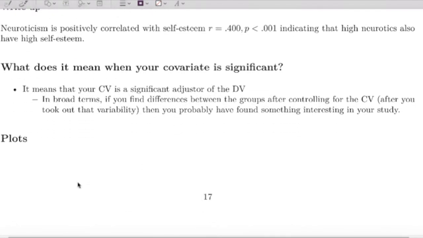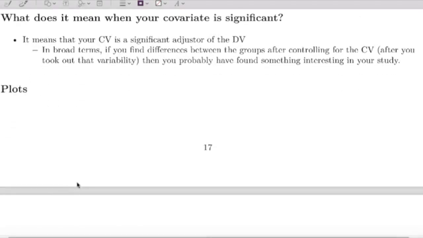What does it mean when your covariate is significant? It just means that, remember, the whole goal of Mancova is that we remove that variability from that covariate. It's being explained by that covariate. So next we look at our adjusted means. And if we still see significance there, then we probably found something in our study. And it really depends on what you're studying.